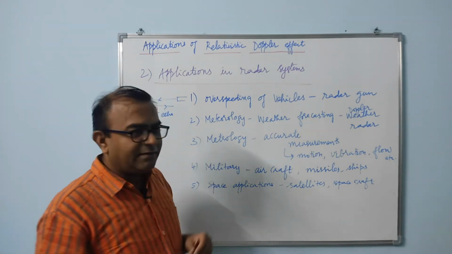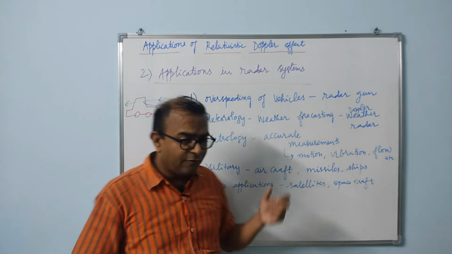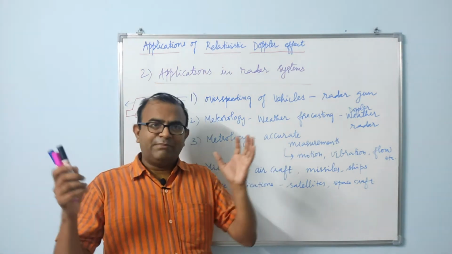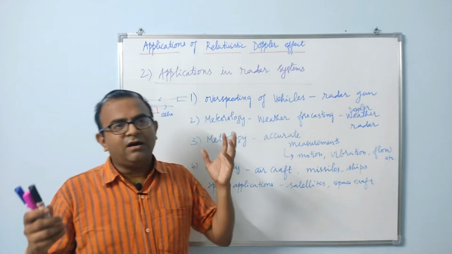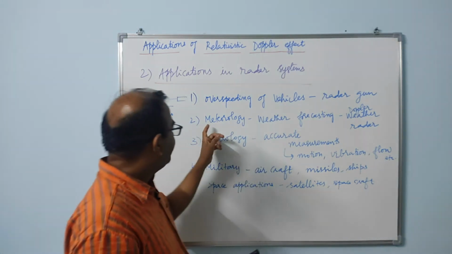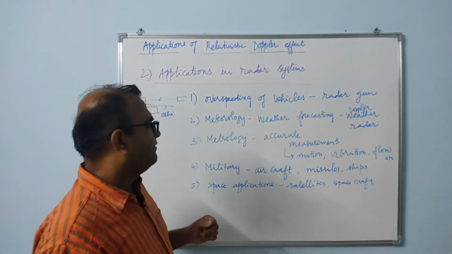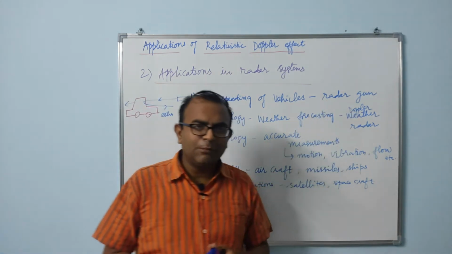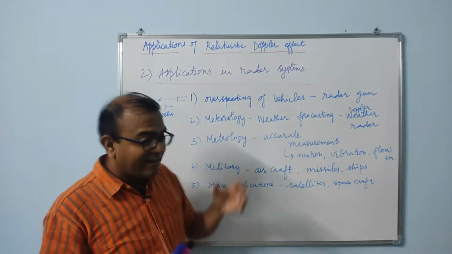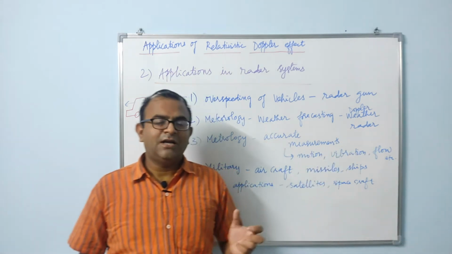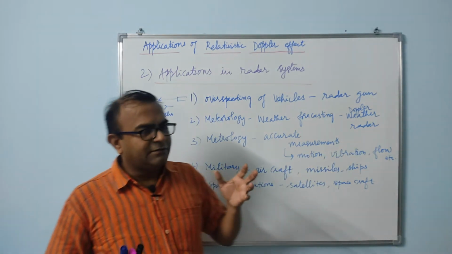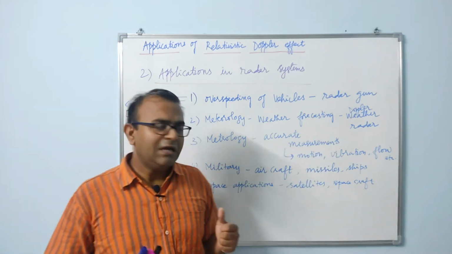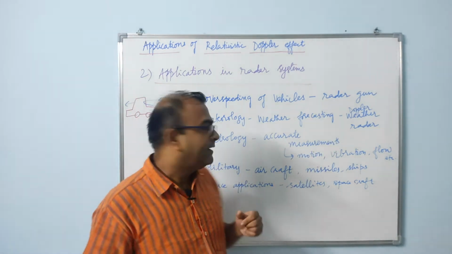Then meteorology, there is weather forecasting, where for example a precipitation, whether it is moving, how fast it is moving, which direction it is moving, can be analyzed using the Doppler effect. So this is particularly called Doppler weather radar. In fact, even cyclonic storms, tornadoes, these things can be, the velocity measurements can be made using Doppler techniques.